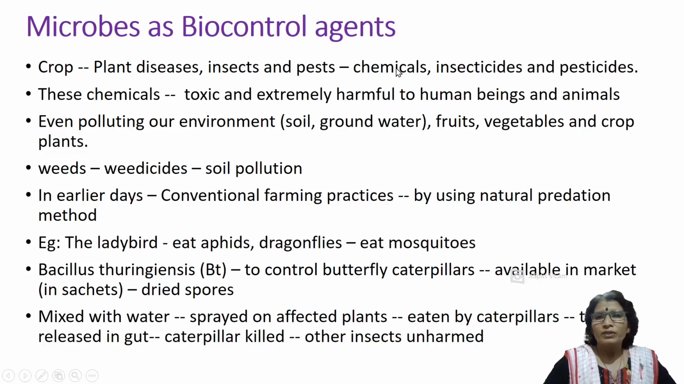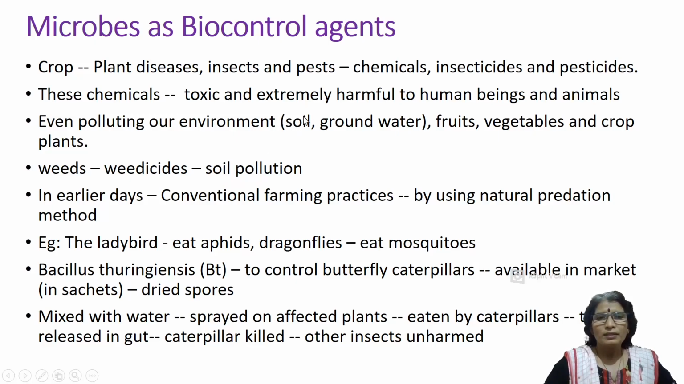When we use these toxins, what happens? These toxins are deposited on leafy vegetables and fruits. When we consume these fruits and vegetables, what happens? The toxins enter into our body and cause many disorders and sometimes lead to cancer. These toxins even cause soil and groundwater pollution. To kill weeds, weedicides are applied. Weeds are unwanted plants. These weedicides, by killing weeds, are deposited in the soil and that leads to soil pollution.